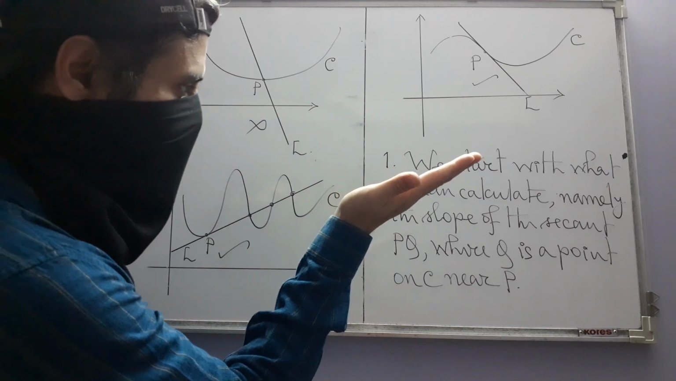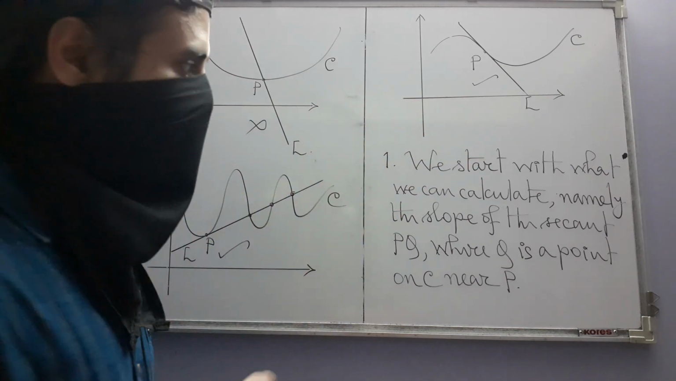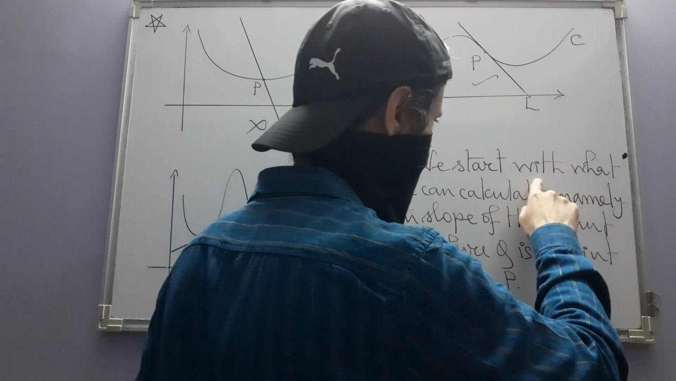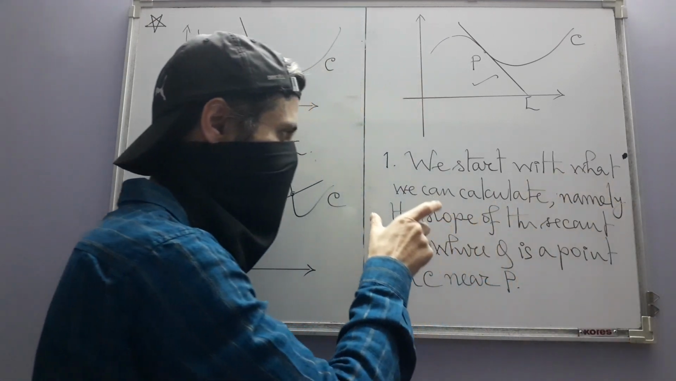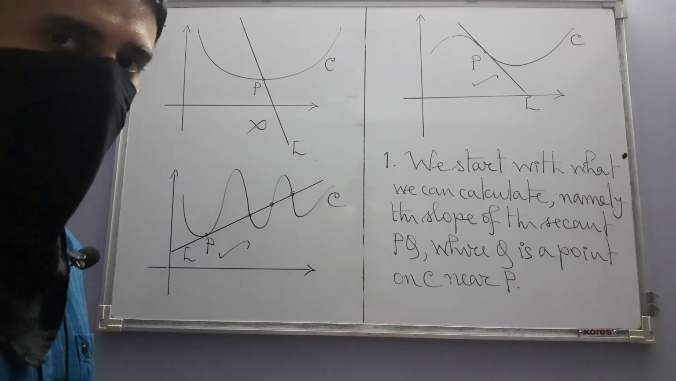And then the secant line will also accordingly continuously change. And what we are saying here is that we will calculate the slope of the secant line. So the slope will also change.